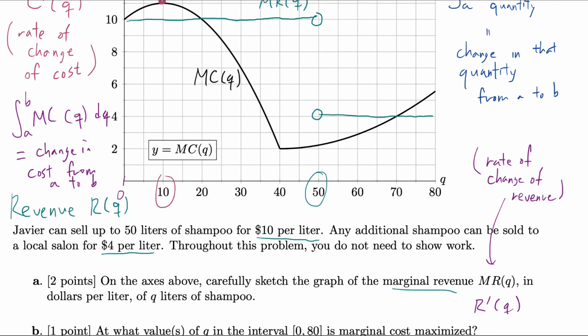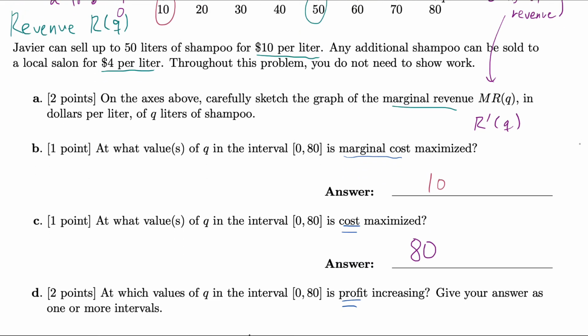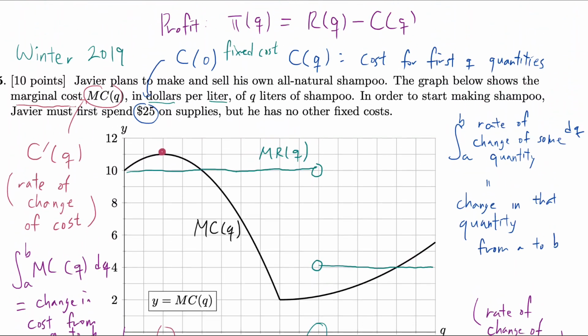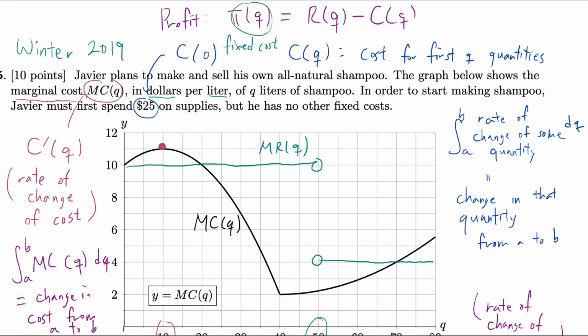And we are being asked, at what values of q is the profit going up? Well, when is profit going to go up? Let's think about this. Pi increasing exactly corresponds to the derivative of pi being positive, right? And when is the rate of change of pi positive? Well, the rate of change of pi is going to be the rate of change of R, the revenue, minus the rate of change of the cost, right? When I just differentiate both sides. So pi is going to be increasing precisely when the marginal revenue is larger than marginal cost.